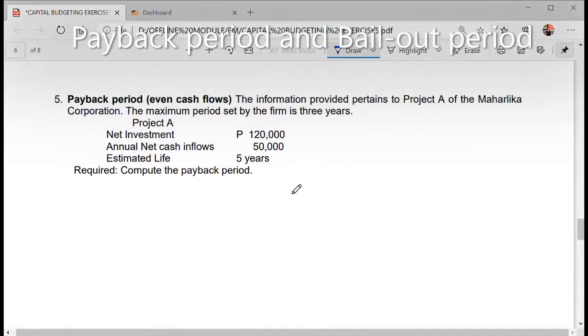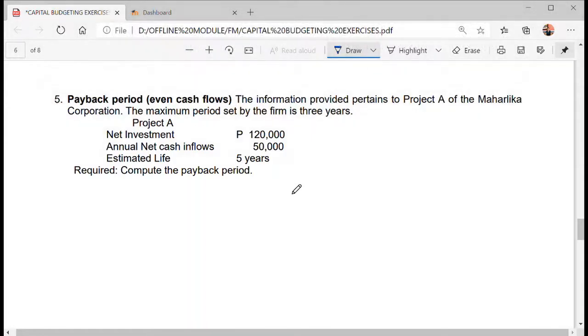Next is you have your payback period. So this one is for even cash flows. So pag even cash flows, wala kayo'y problema. Sayo na ni siya computon. So remember, our payback period computation is net cost of investment over the annual net cash inflows. So, unsa may makuha nato sa payback period? So, ma-determine nato what is the period of time for us to recover our investment.